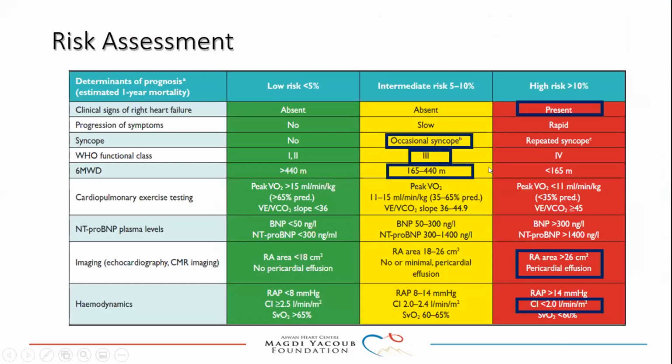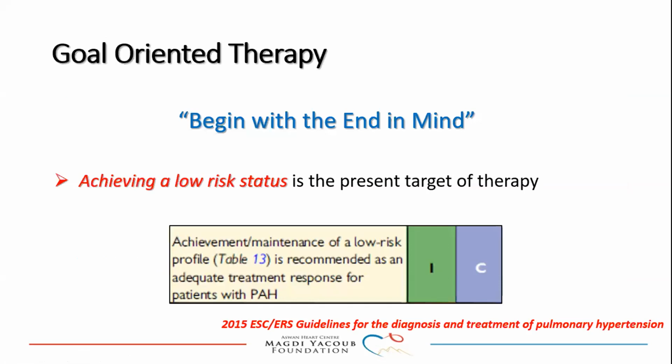This table is showing multi-parametric clinical, functional, exercise, biochemical, imaging, and hemodynamic variables that help classify our patients into 3 categories, which accordingly can determine their prognosis. These variables have a prognostic significance in addition to helping in the decision of the therapy. For our patient, most of his criteria lie in the intermediate to high risk. Next step is the therapy.